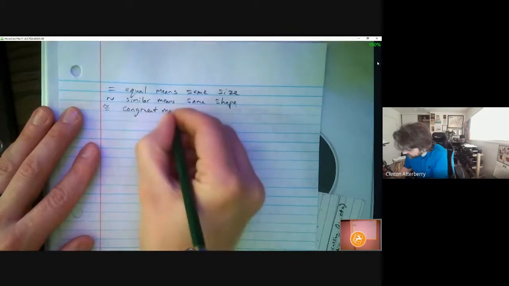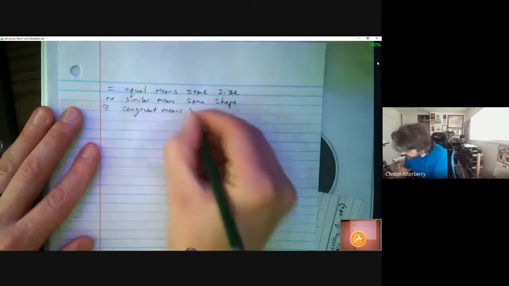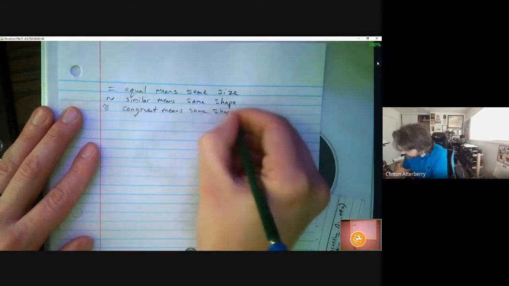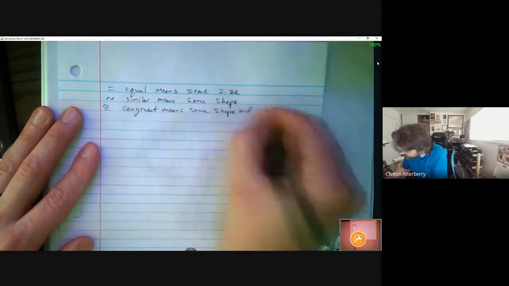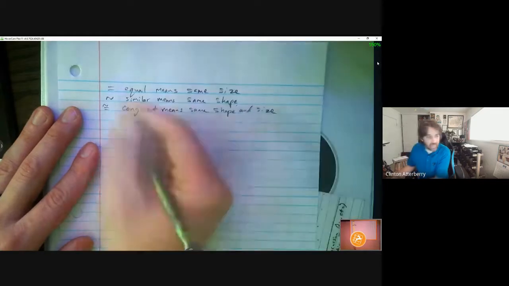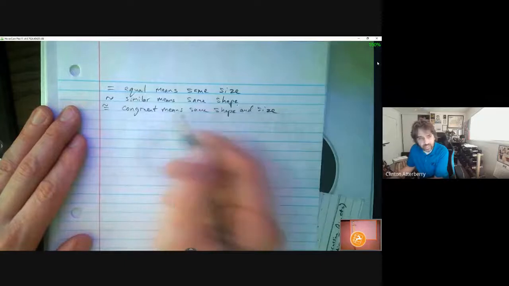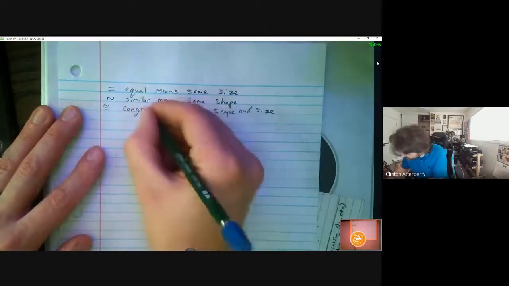Congruent means same shape and size. So you stack an equal sign with a similar sign, okay? You put a little squiggle on top of an equal sign, and they call that congruent. And that means they're the same shape and same size.